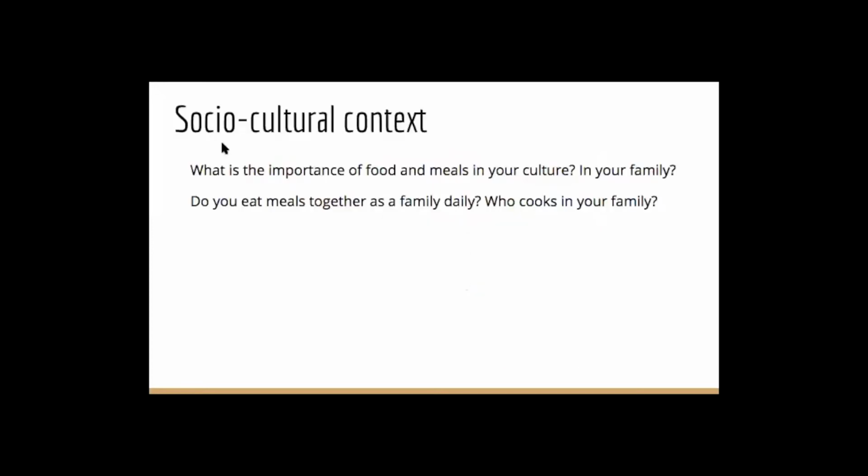So I'm going to leave you with these questions to reflect on. You can think about the importance of food and meals in your culture and your family. Do you eat meals together as a family daily? Who cooks in your family?